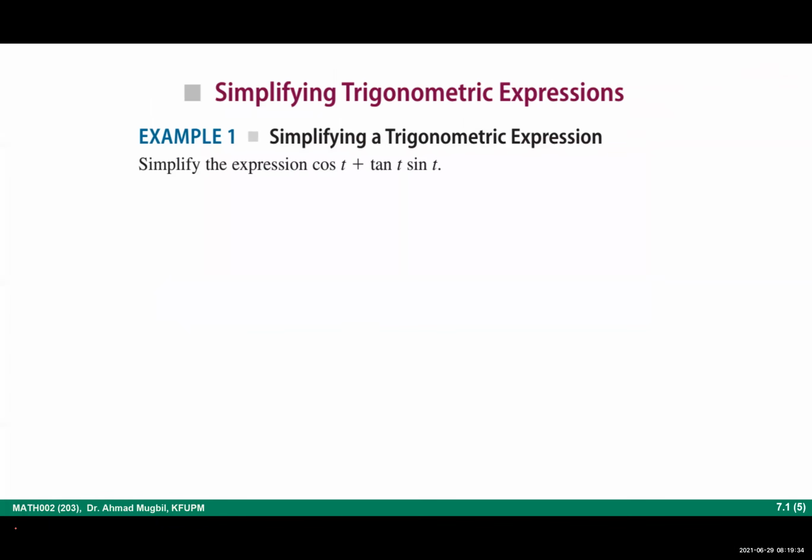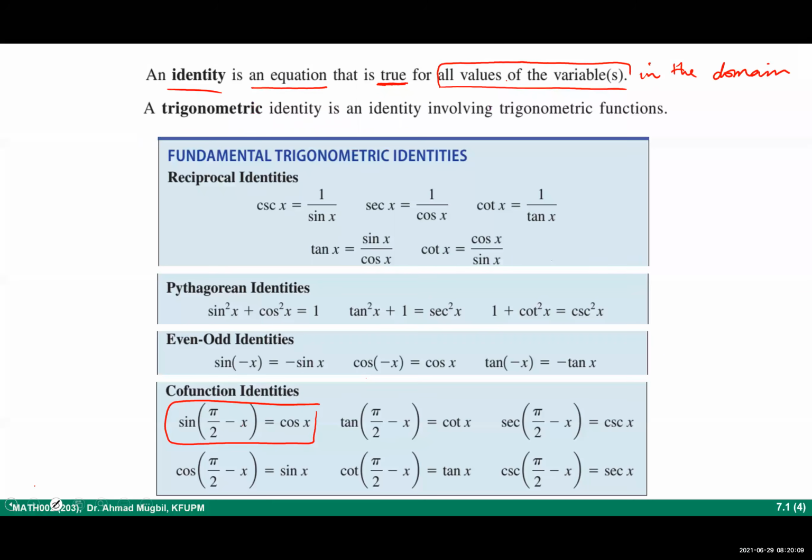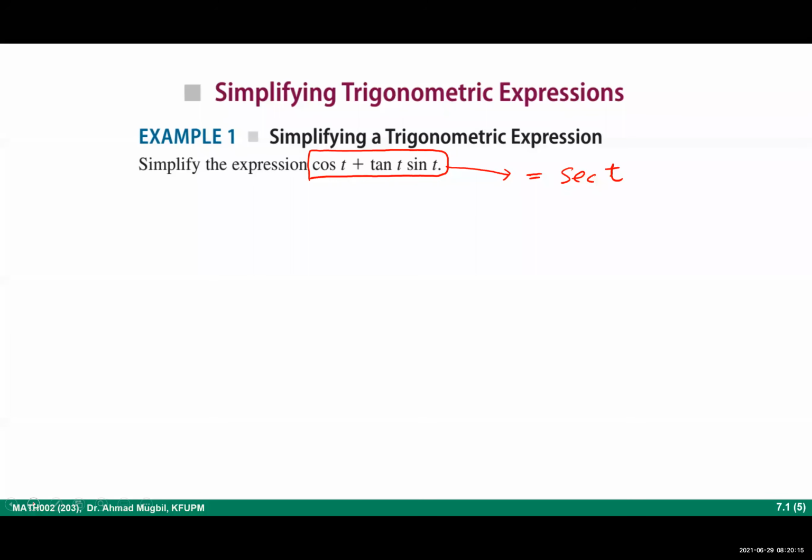Now, let's see how to simplify trigonometric expressions by using these identities. Now, look at this expression. How to simplify it? If someone tells you that this equals secant t, are you going to believe him? Do you think all of this equals secant t at the end? No. Believe it or not, it equals secant t. So how to show that? You need to simplify, and of course, to simplify, you need to use these identities. These are your tools.